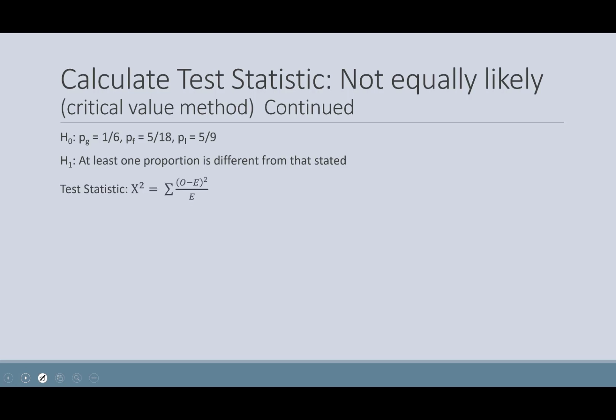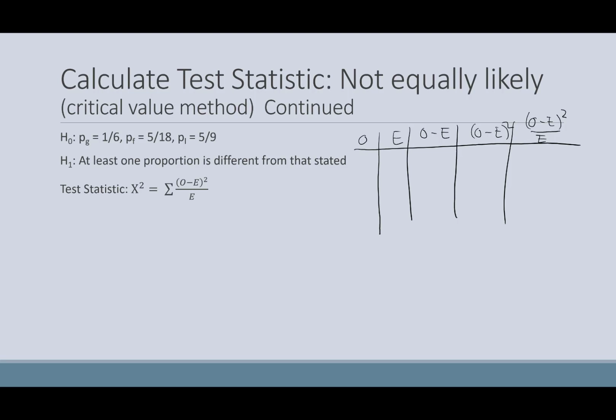So now we're going to go ahead and compute our test statistic. We would do our observed values, we need our expected values, we're going to need the difference between them, and then our observed minus our expected squared, divided by our expected. So this is the exact same table that we used to calculate it when we had equally likely outcomes.